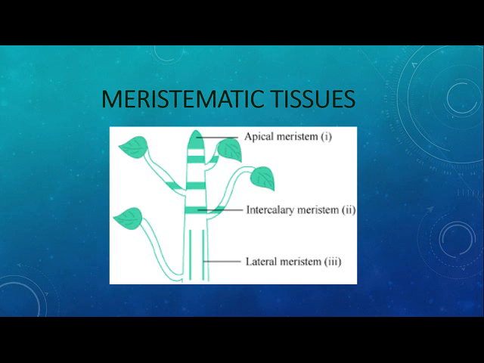Again I am repeating. Based on the location, meristematic tissues are of three types: apical meristematic tissue, intercalary meristematic tissue, and lateral meristematic tissue. Apical meristematic tissue is present at the root tip and the shoot tip. Intercalary meristematic tissue is present at the nodes, and lateral meristematic tissue is present in the sides of the stem and the branches, and they are responsible for the thickness of the plant.